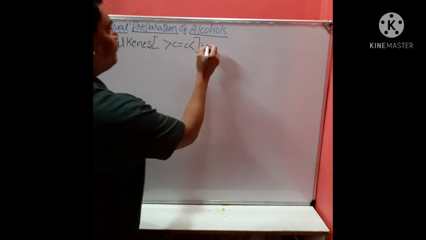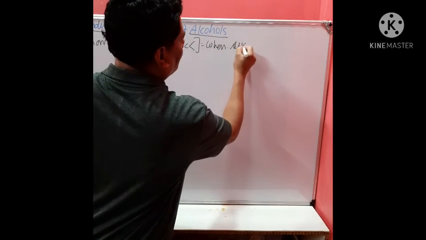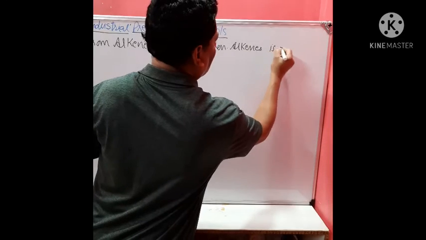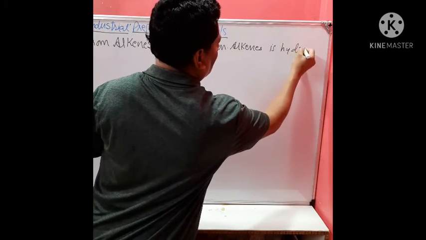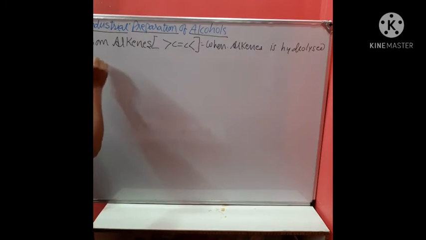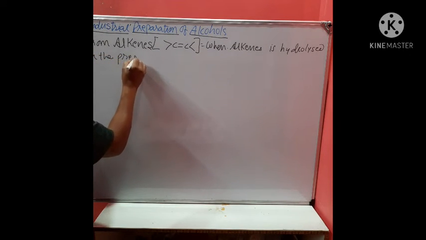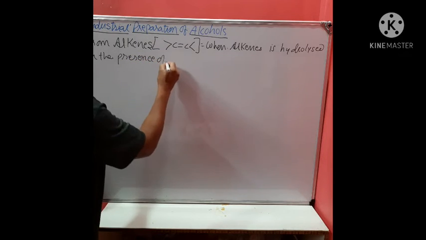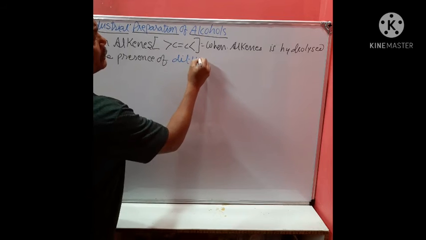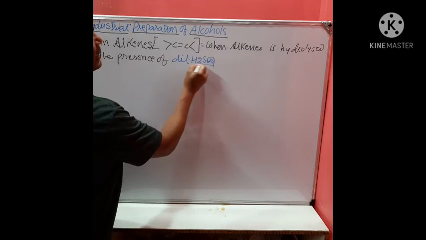When alkenes are hydrolyzed in the presence of a catalyst, dilute H2SO4. Remember, here we have to take dilute H2SO4, not concentrated.